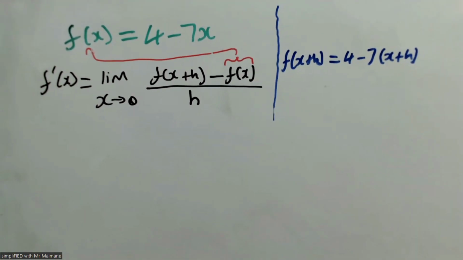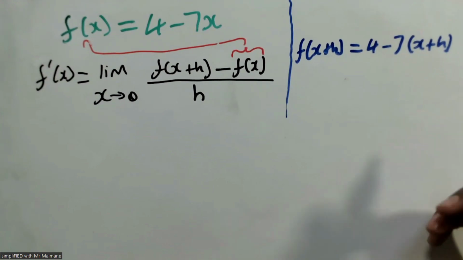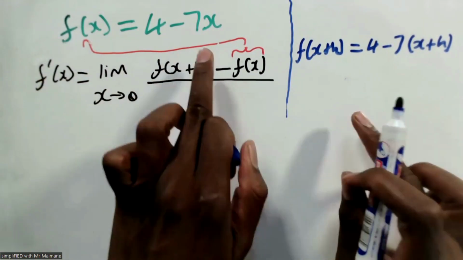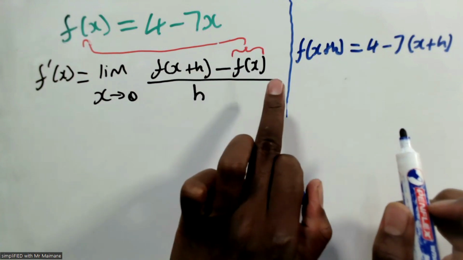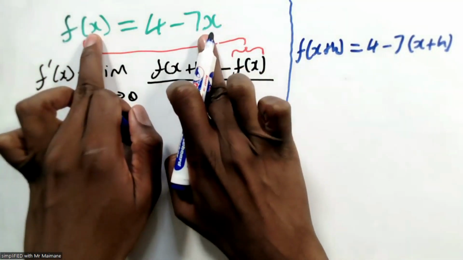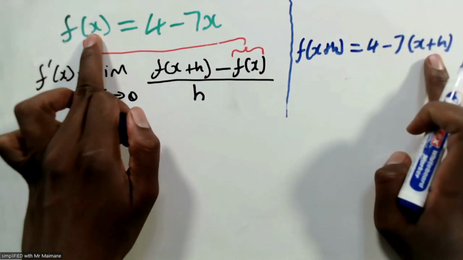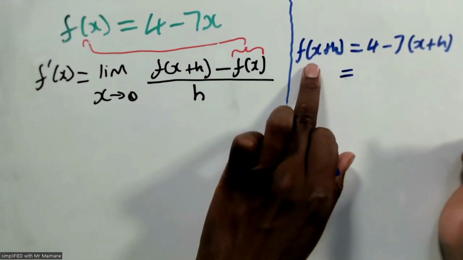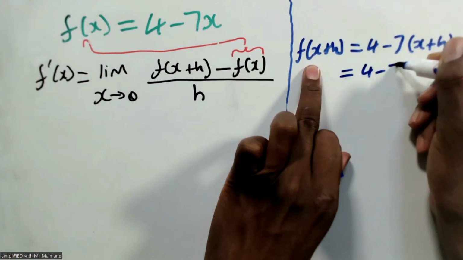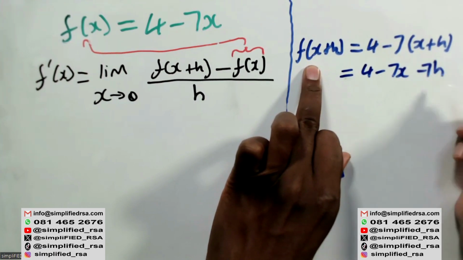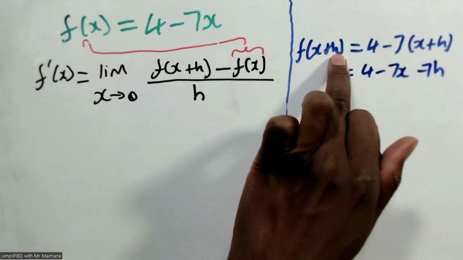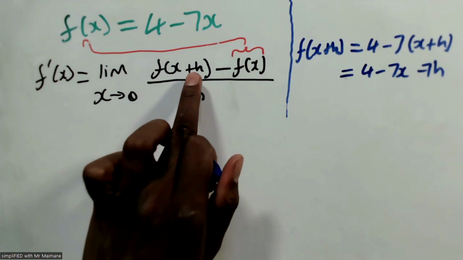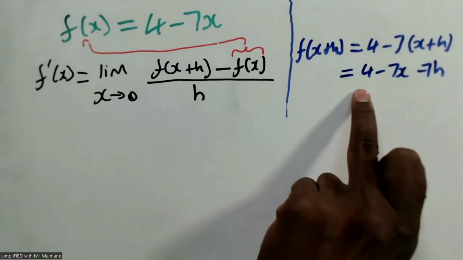So the secret is, where there's f of x, if f of x is equal to that, to get f of x plus h, where there's x, you just substitute x plus h. So you see minus 7, where there's x, we substituted x plus h. And then to simplify this, we'll get that f of x plus h is 4 minus 7x minus 7h. So where there's f of x plus h in this formula, I will substitute that.